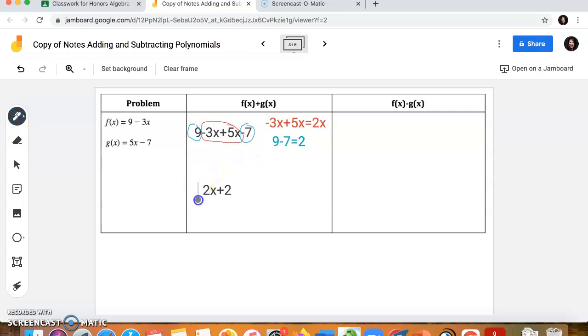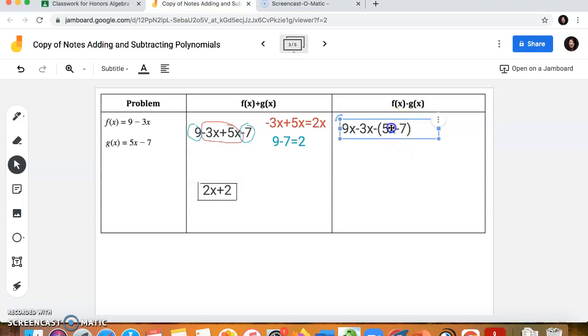For the next one, subtraction's a little bit different. So we're going to have the 9 minus 3x. But this time you're going to put a subtraction sign and then a parenthesis, because what you're doing is you're subtracting the entire thing. You're not just subtracting the 5x. You're not just subtracting the negative 7. You're subtracting everything. So we're going to need a minus sign and then a parenthesis.